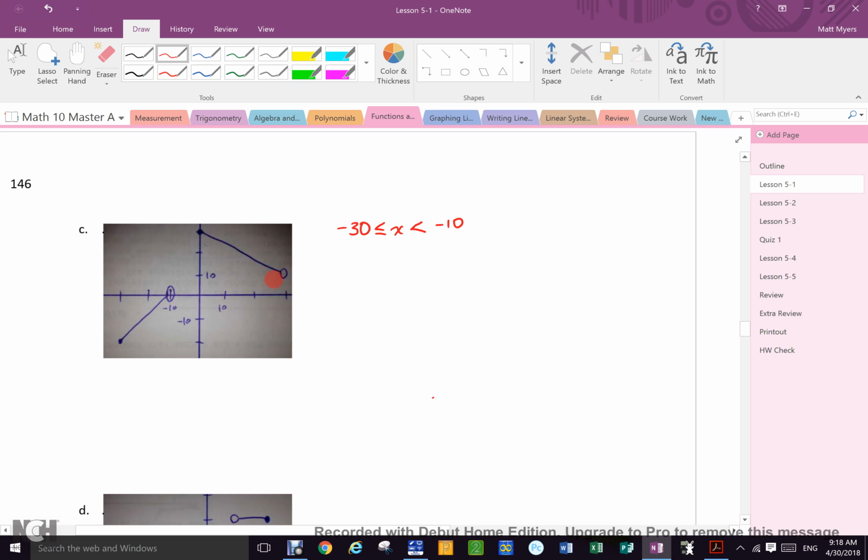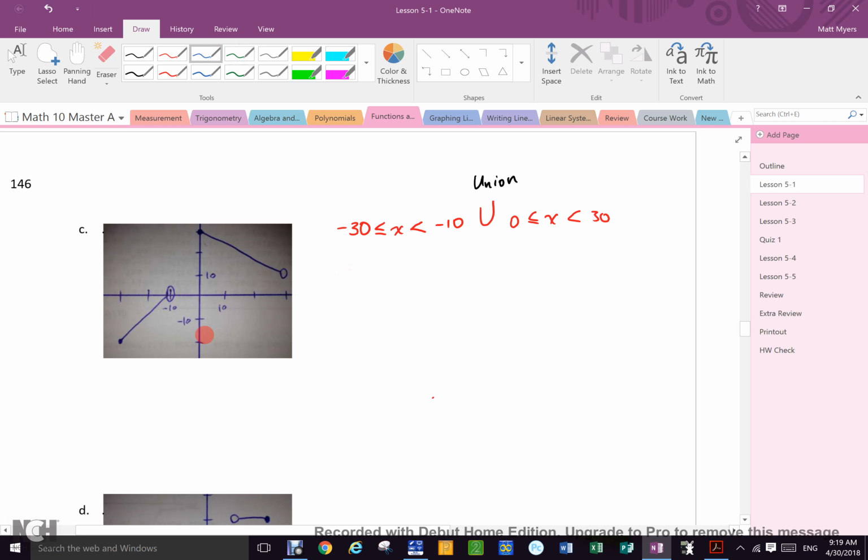Now, what is this guy's domain? What's the lowest one on the second line? 0. Do I hit 0? Is it a colored in dot or an open dot? Colored in, so that means I hit 0, so it's equal. Do I hit 30? No, so it's just a regular arrow for 30. Now I have two sets, right? So I have to put a big U in the middle of it, which stands for union. That set and that set. Everybody cool? Now you do the range.